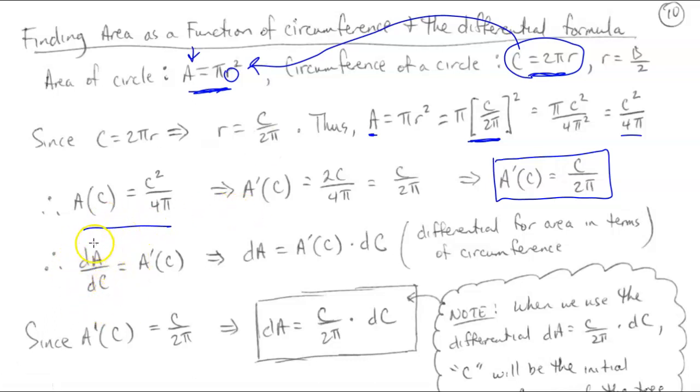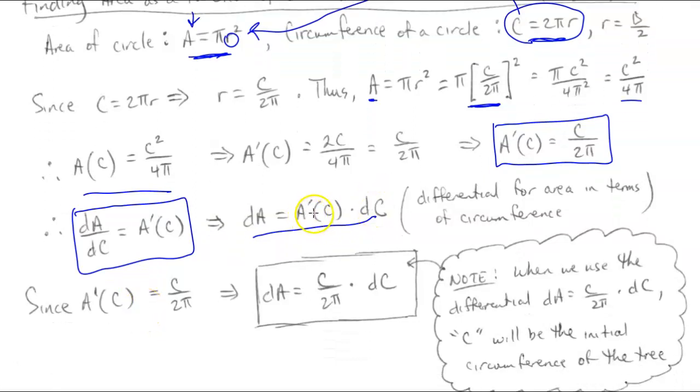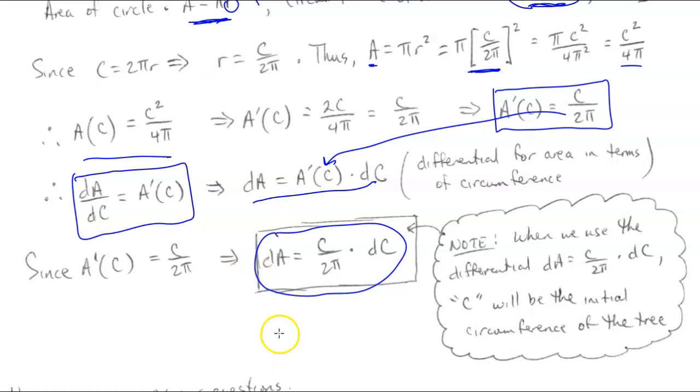So we use that in our differential formula here by first recognizing that a prime of c is the derivative of a with respect to c, rewriting it in differential form. And then from there, letting a prime of c, which was c divided by 2 pi, replacing that. And so now we see that we have the estimated change in area with respect to circumference here. Okay. And again, for this situation, what we know is that this dC is going to be the change in circumference. That's going to be the 3 inches.